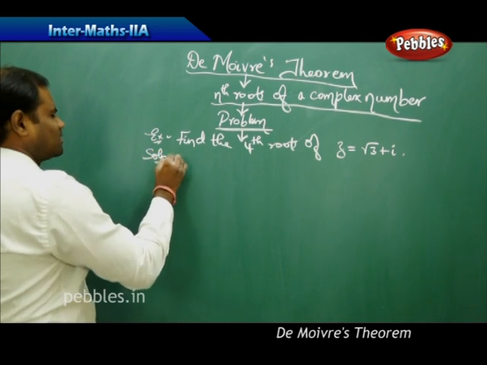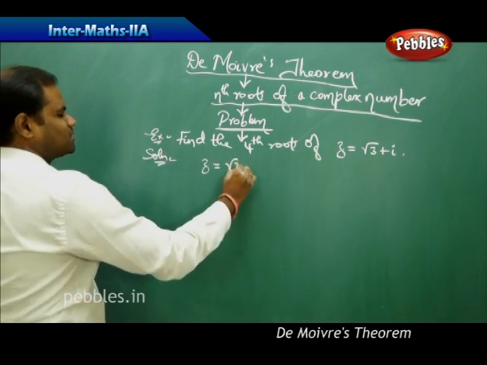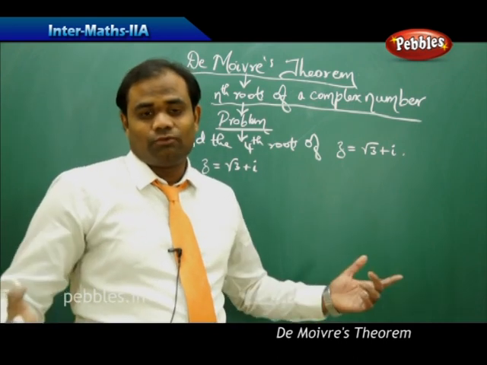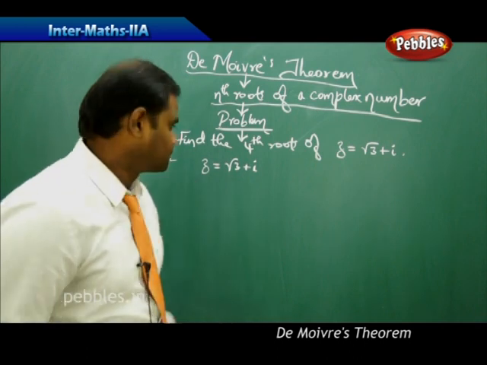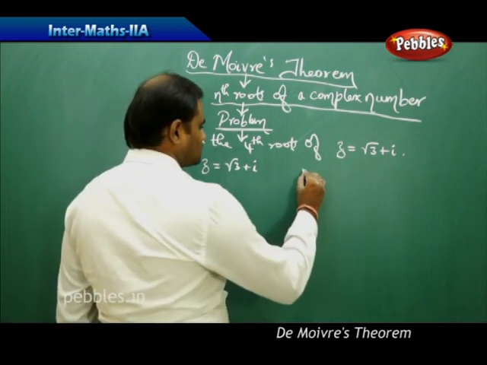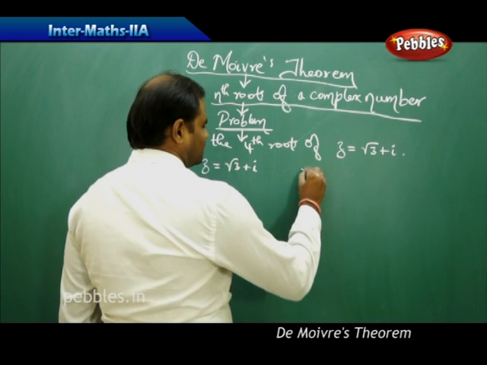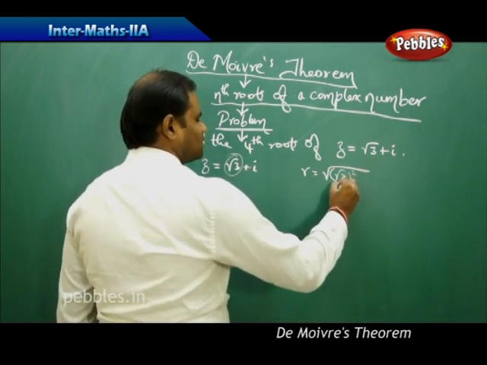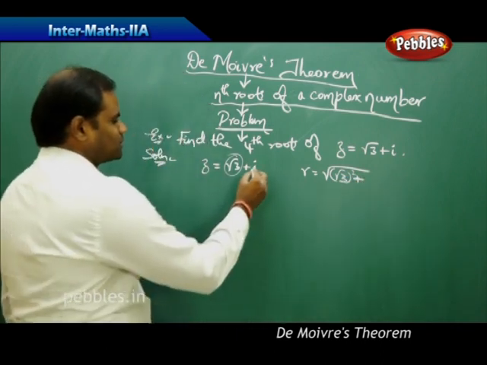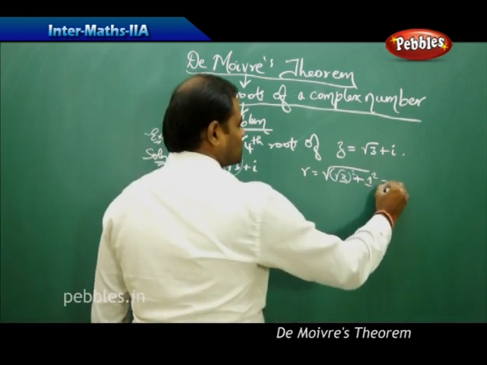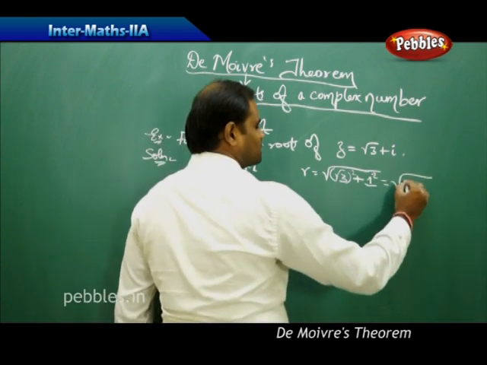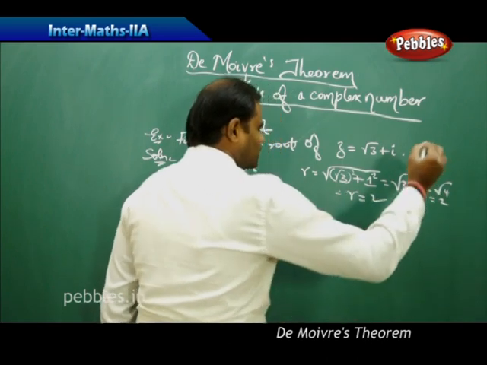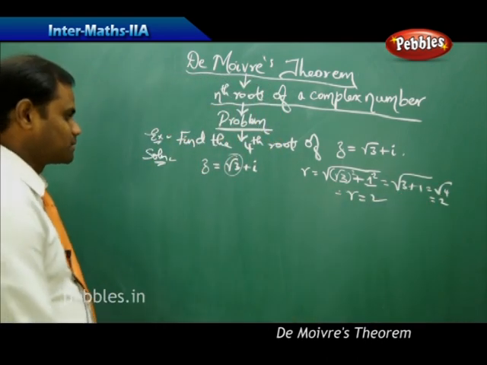So in this case, my complex number z, written in the form root 3 plus i, I would like to convert into the polar form or the mod amplitude form. So in order to do this, my r is root of root 3 whole square plus coefficient of i, which is 1, of 1 square, which on simplification gives me 3 plus 1, root 4, which is 2. Therefore r is equal to 2 in this case.